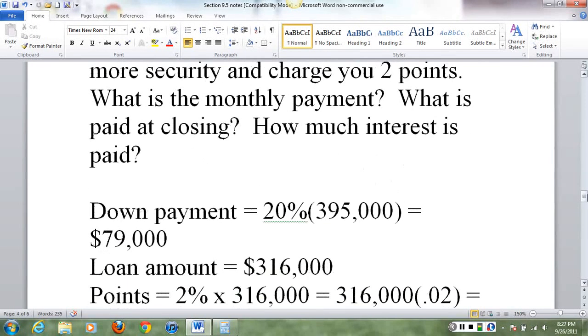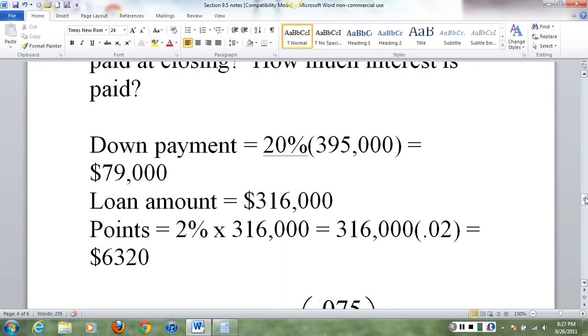Now, if you're familiar with down payments, that's for any loan what you pay at the time when you set up the agreement. It's kind of like upfront money. 20% of our original value is $79,000. So if you paid that, that means you only owe $316,000. So the loan amount, and especially with problems like this, don't confuse the loan amount with the actual value of whatever you're buying. The loan amount is for $316,000. We said a point was 1% of the loan amount. So since it's 2 points, we'll say 2% of the loan amount of $316,000 is $6,320.